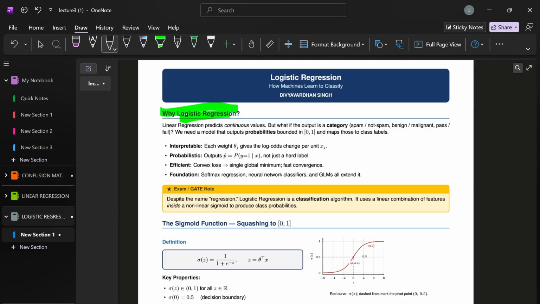For example, email spam or not spam, type of tumor, or will the student pass or fail the exam. In those cases, we don't want a number, we want a probability, something between 0 and 1 that can be mapped to a class label. So for that we need logistic regression. Basically, logistic regression is interpretable, probabilistic, and because the loss function is convex, there is only one global minimum, which means gradient descent can always find the best solution for it.